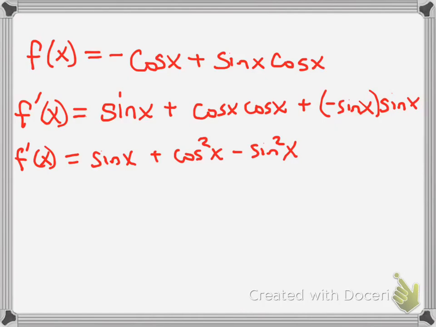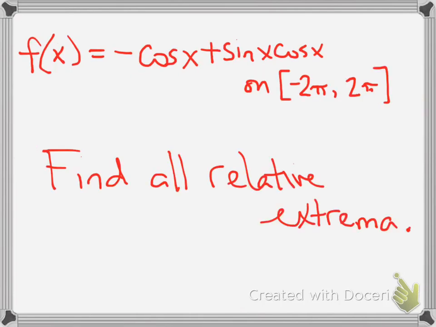So I need to figure out where this first derivative is either equal to 0 or undefined. And since sine and cosine have domains of all real numbers, there's no places where this function is undefined. In other words, f prime is defined for all real numbers. So there's no critical numbers found by looking for where this is undefined. I just need to now set this equal to 0 and figure out the values of x to make this equal to 0 within the restricted domain that they gave us, negative 2 pi to 2 pi.